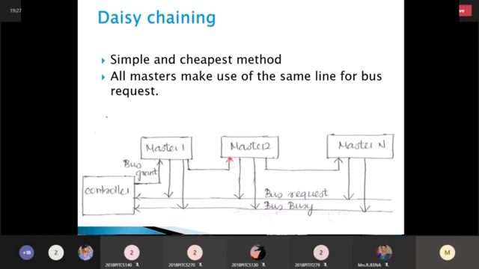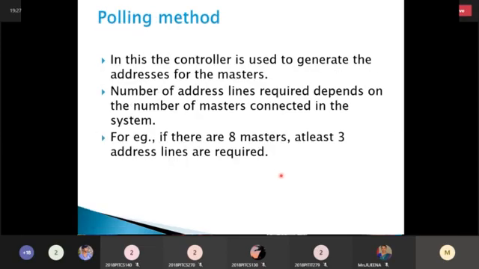If that also is not sending the bus request, it will give the bus grant signal to master n. So like that it will move on. So this is about the daisy chaining method. Now, what is meant by the polling method?